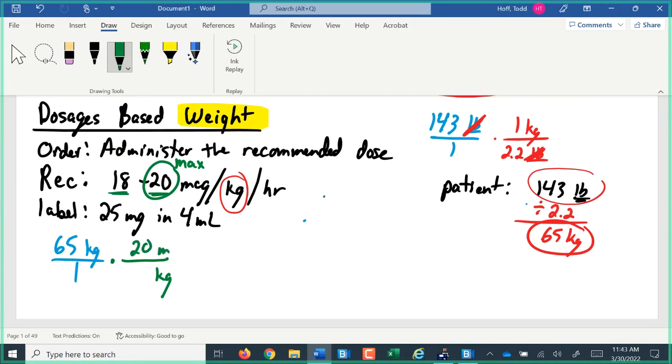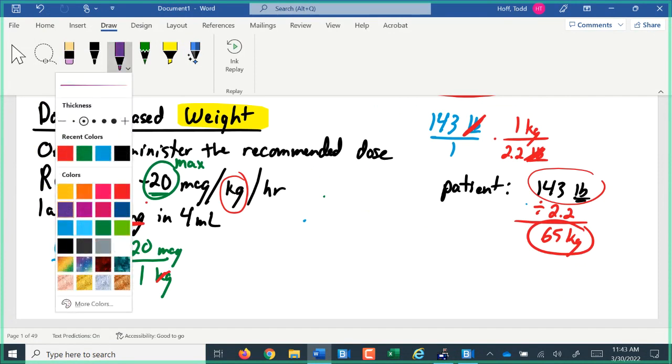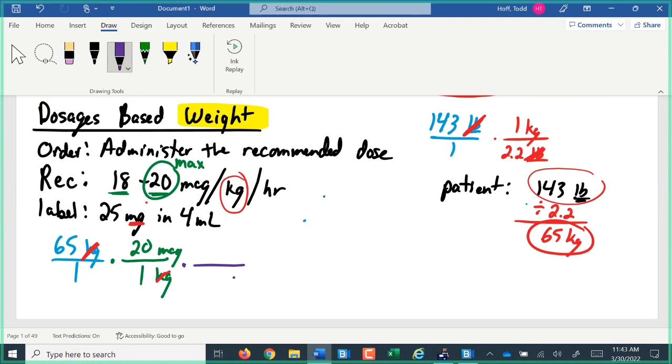20 micrograms per kilogram. So the kilograms are gone, but we are now in micrograms. As we look at our other units in the problem, micrograms is nowhere else in the problem, but we do have milligrams there. So it makes sense that we'll get rid of the micrograms and convert to milligrams. We don't need an equivalency in the problem because this is just a standard conversion. 1 milligram is 1,000 micrograms.